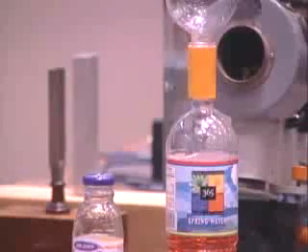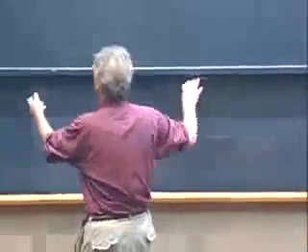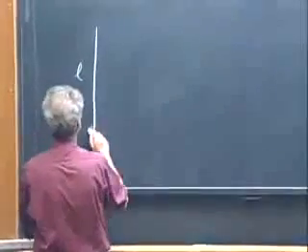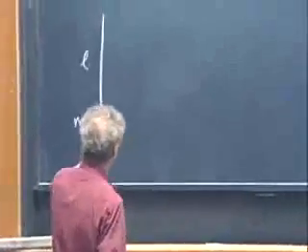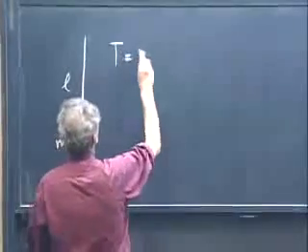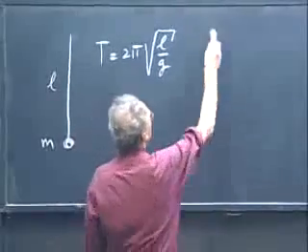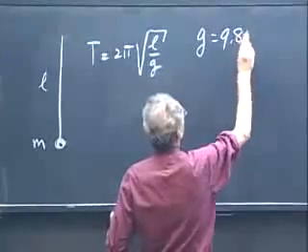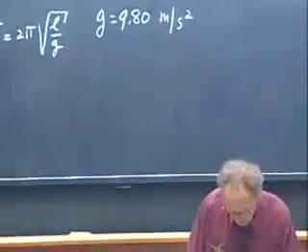I now want to address the issue of simple harmonic oscillation of a pendulum. As you will remember from 8.01, if you have a pendulum, length L, mass M, and if the mass of the string is negligibly small compared to the mass that is hanging here, then the period of oscillations is 2 pi times the square root of L over g, g in the Boston area being to a high degree of accuracy 9.80 meters per second squared.